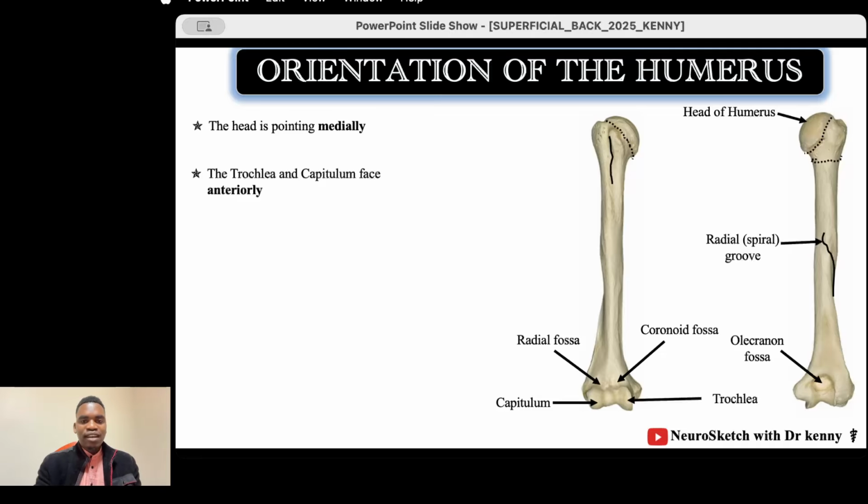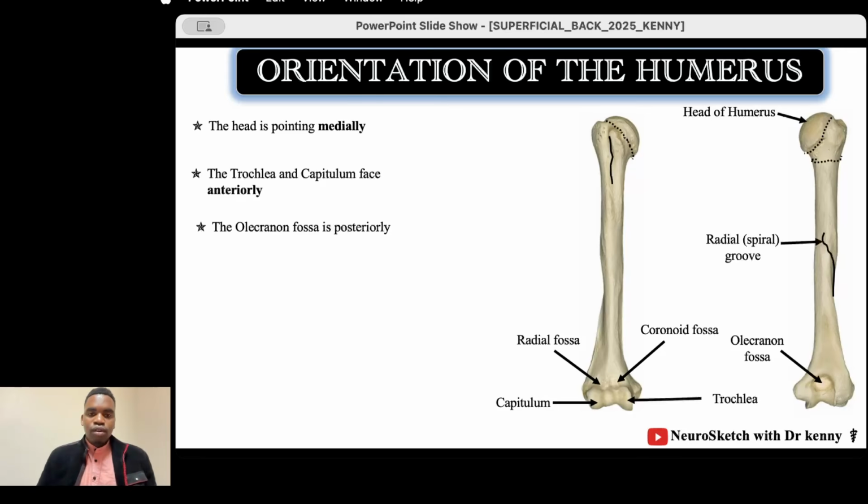But also someone can use the olecranon fossa, which is also okay. So someone can also say the olecranon fossa faces posteriorly. So how are you going to answer? You have alternative ways of answering this question. Okay, what do you think? Is this the right or the left humerus?